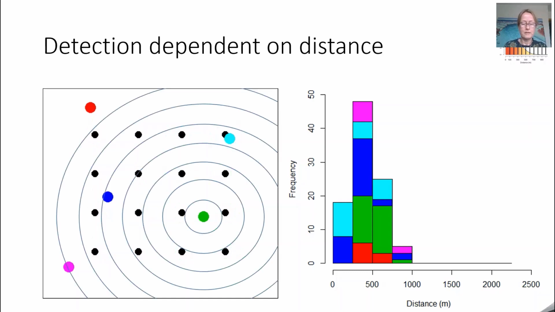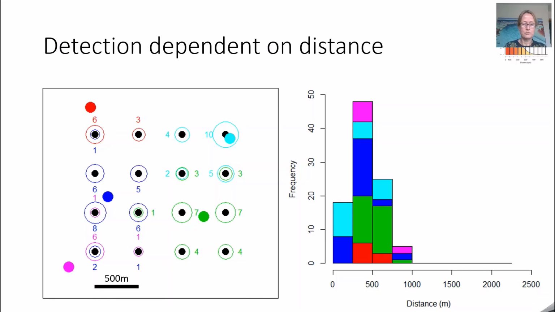So if you look at the green animal, for example, and count the number of detectors that were within each distance bin, here shown as concentric circles around the green animal, we can see that there were no detectors in the first distance bin, so there couldn't have been any call detections of the green animal in this bin. There were 2 detectors within the second distance bin, 4 in the third, and so on. This is, of course, slightly different for each animal, but in principle, it's the same.